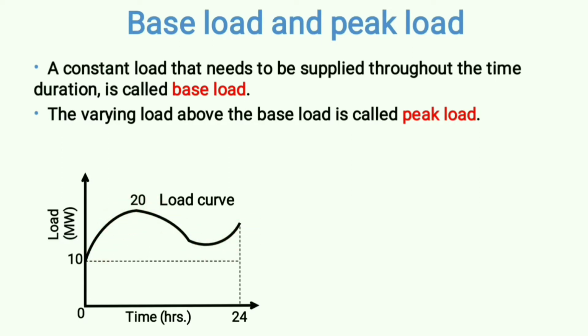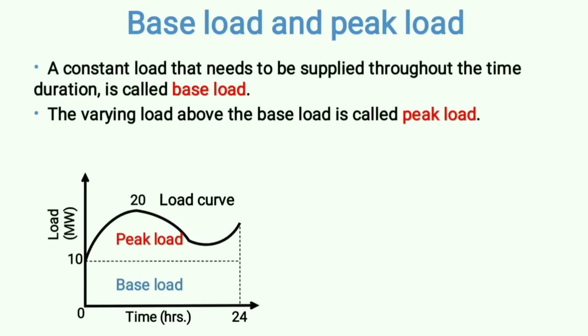Now if you closely observe, that dotted line is showing 10 megawatt of load, and see here, this 10 megawatt of load is always present throughout the time interval. It remains fixed. That is why it is called base load. That is why I have written in the definition, it is the load that needs to be supplied throughout the time duration. And the varying load above the base load is called peak load. That means this area above this 10 megawatt, this area which is varying in nature, that is called peak load.